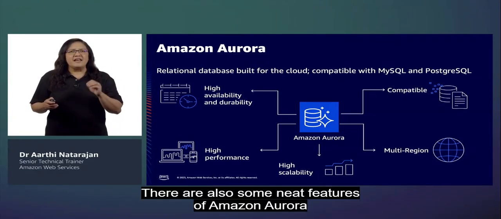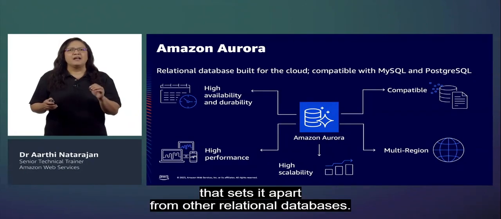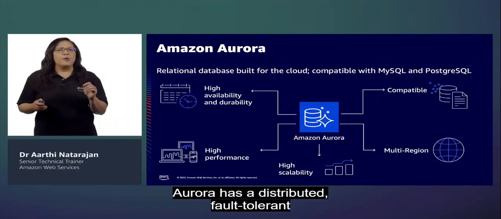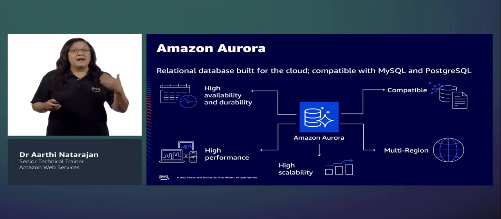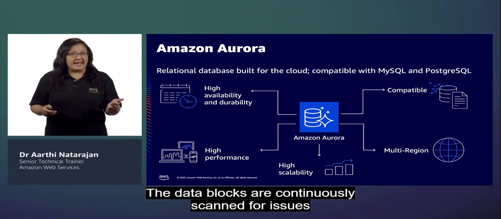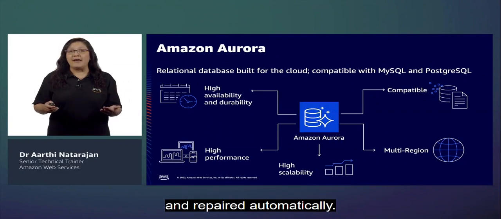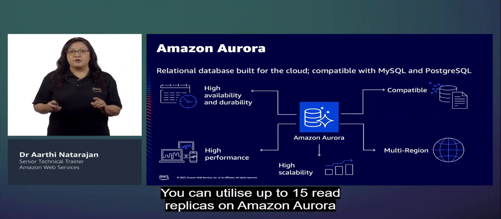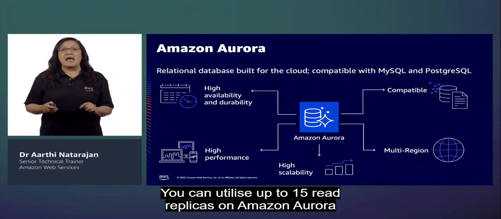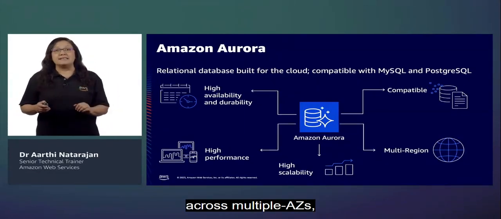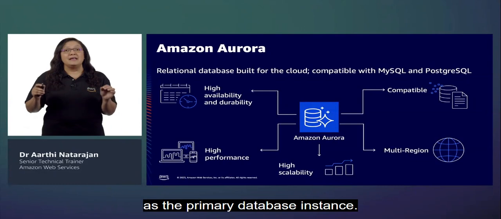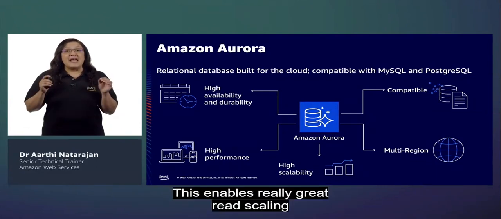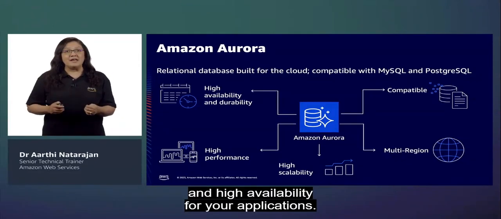There are also some neat features of Amazon Aurora that set it apart from other relational databases. Aurora has a distributed, fault-tolerant, and self-healing storage system. The data blocks are continuously scanned for issues and repaired automatically. You can utilize up to 15 read replicas on Amazon Aurora across multiple AZs, which share the same underlying storage volume as the primary database instance. This enables really great read scaling and high availability for your applications.